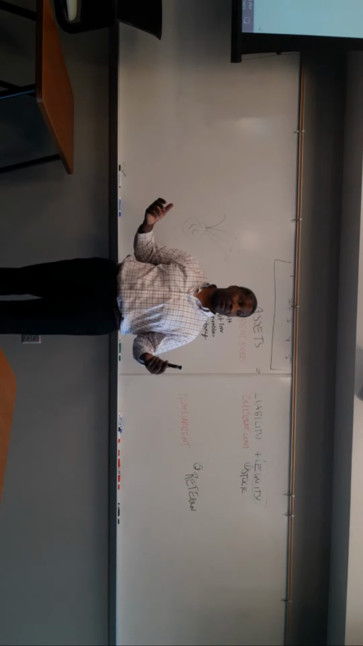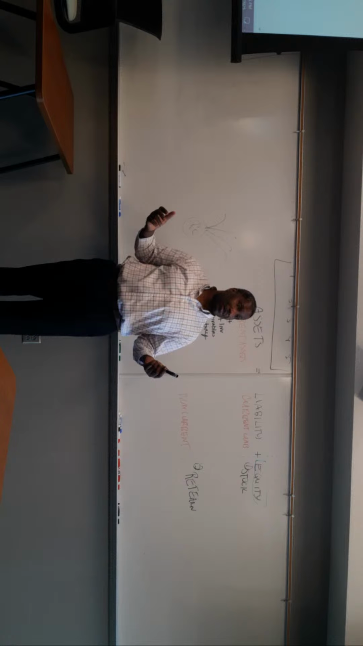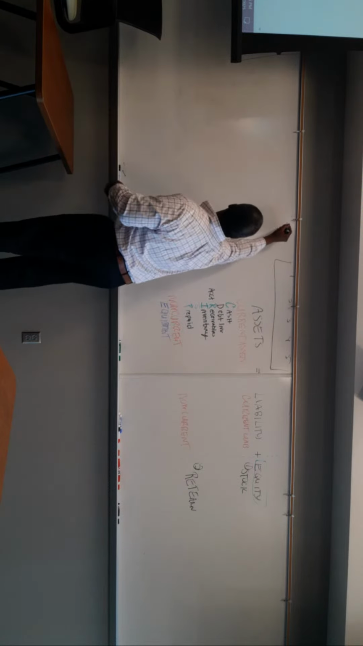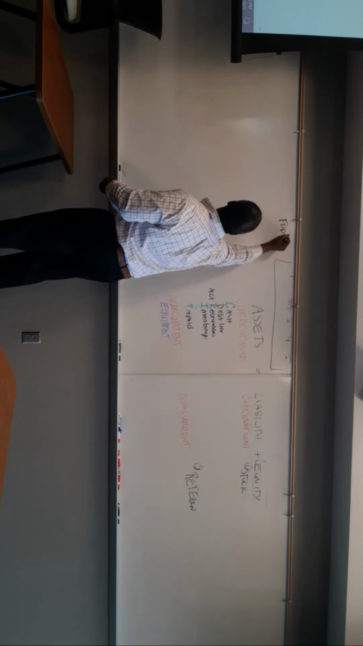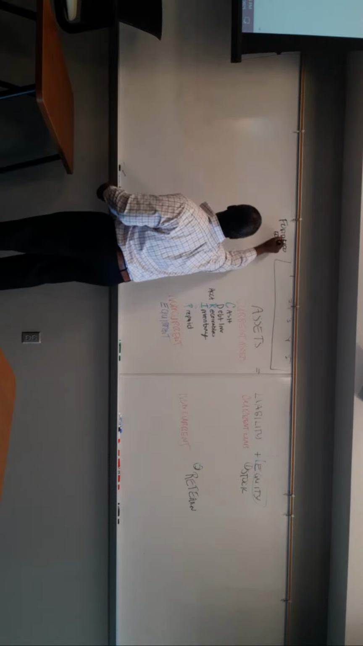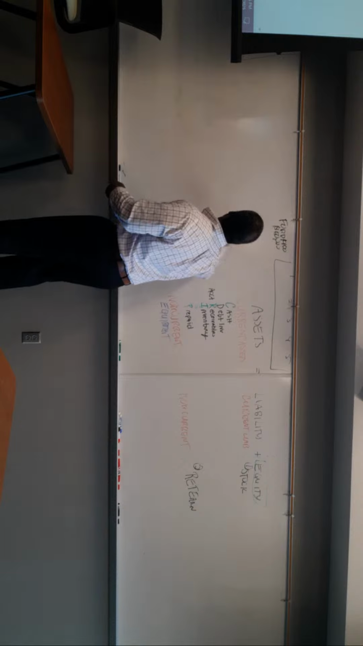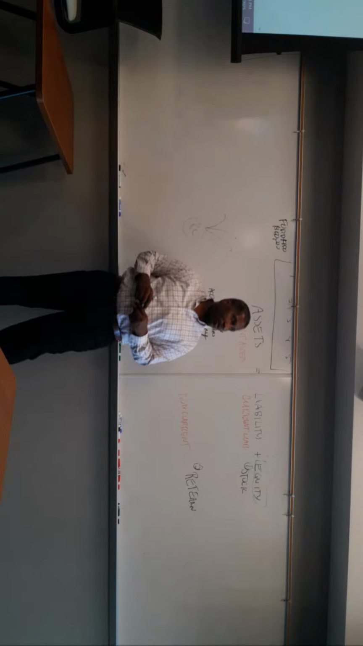I need a car that costs $50,000. Ford F-150. There we go. It costs $50,000. Now, we can pay for that all at one time, right?